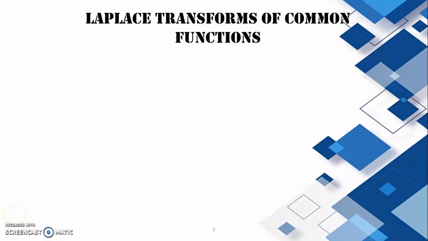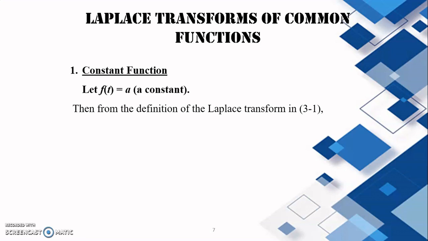Now let's look at several common functions which usually appear, so that we know how to solve all these kinds of functions. The first function is called the constant function. Let's look at what a constant function is. A constant function is when you have f(t) equal to one constant, any constant. For example, in this case, we just put it as a.